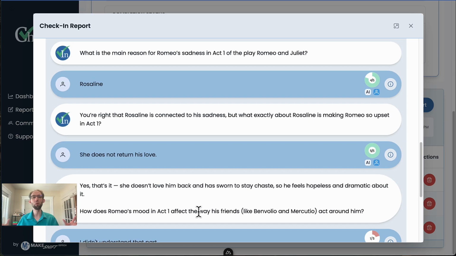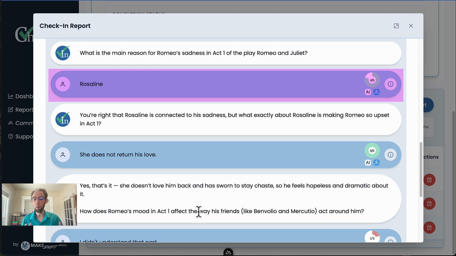So I'm going to be honest with you, I don't remember Romeo and Juliet very well, so I had to look up these answers myself. So I'm going to show you a conversation I did, and this is the teacher view of it for documentation. So the first question was, what is the main reason for Romeo's sadness in Act 1 of the play, Romeo and Juliet? And I looked up the answer, and it was the character Rosalind.